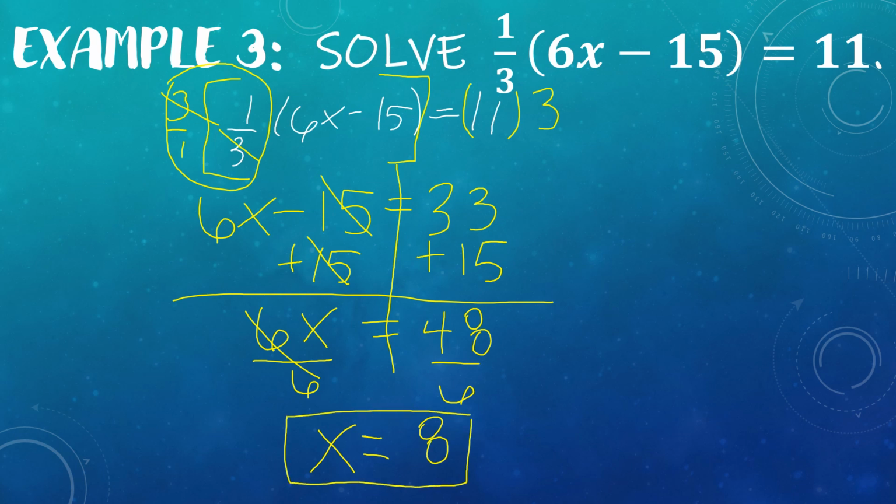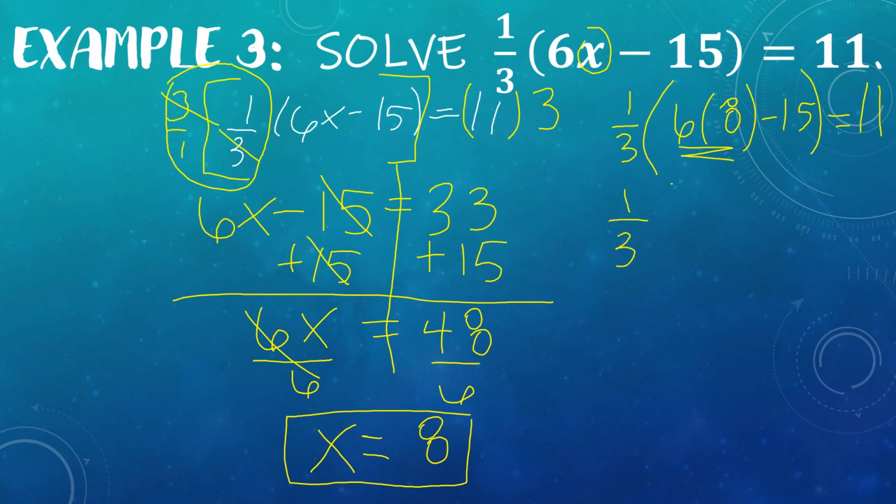Of course, I'm going to have you check it by substituting the 8 back in for the x in the original problem. So I'm going to do 1/3 times (6 times 8 minus 15). And our hope is that it will equal 11. So I'm going to start right here first. Inside those parentheses, 6 times 8 is 48.